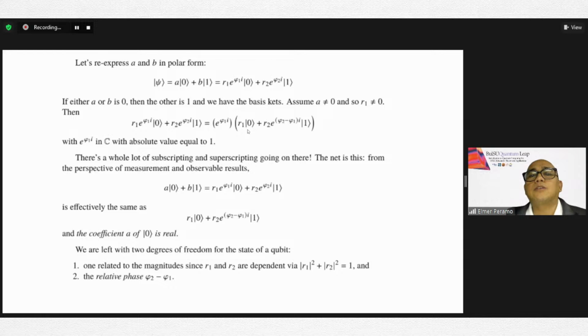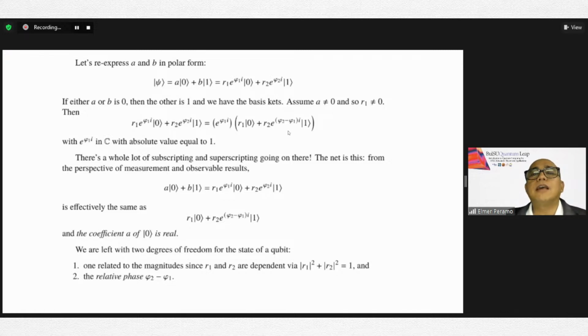so that you'll have just r1 on ket 0. But since you have factored this, you're going to have phi 2 minus phi 1, which is called the relative phase. This one is called the global phase, which in quantum mechanics we can actually discard, meaning the quantum state is physically the same even if we don't have this one. This is the global phase. So that's one of the simplifications here.